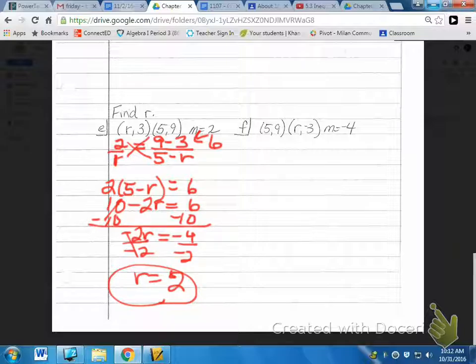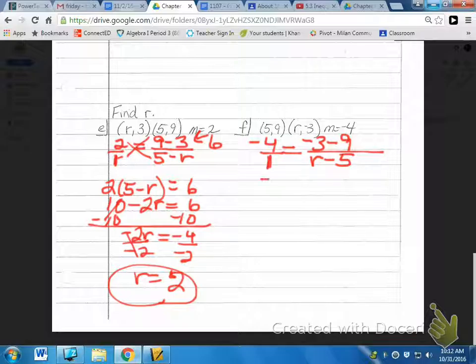We got another shot right here. 5, 9, and r, negative 3, and the slope is negative 4. So let's start with our formula, thinking m equals. So negative 4 equals. What would y2 minus y1 be? Negative 3 minus 9, right? What would x2 minus x1 be? R minus 5. Okay, I'm going to put the negative 4 over 1.